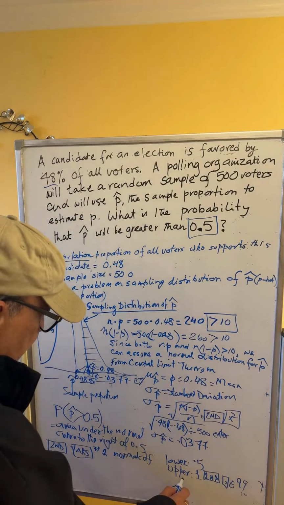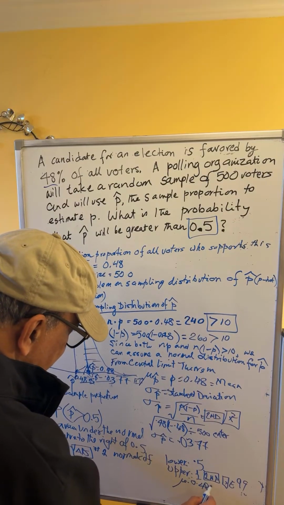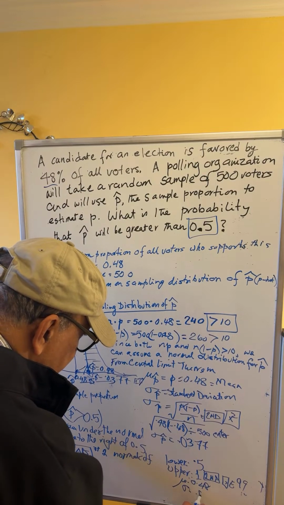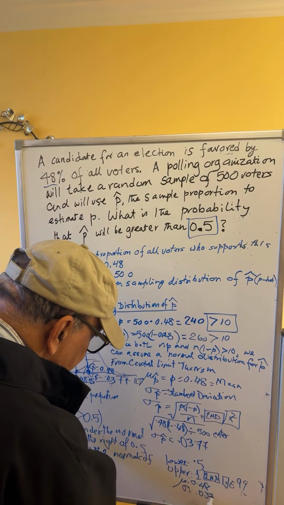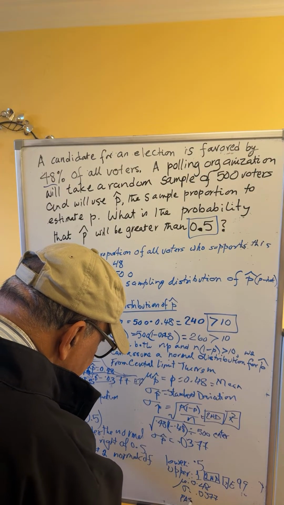What is your mean? Mean is 0.48. What is your standard deviation? We already found out it is 0.0377. And then we go down to paste and hit enter twice.